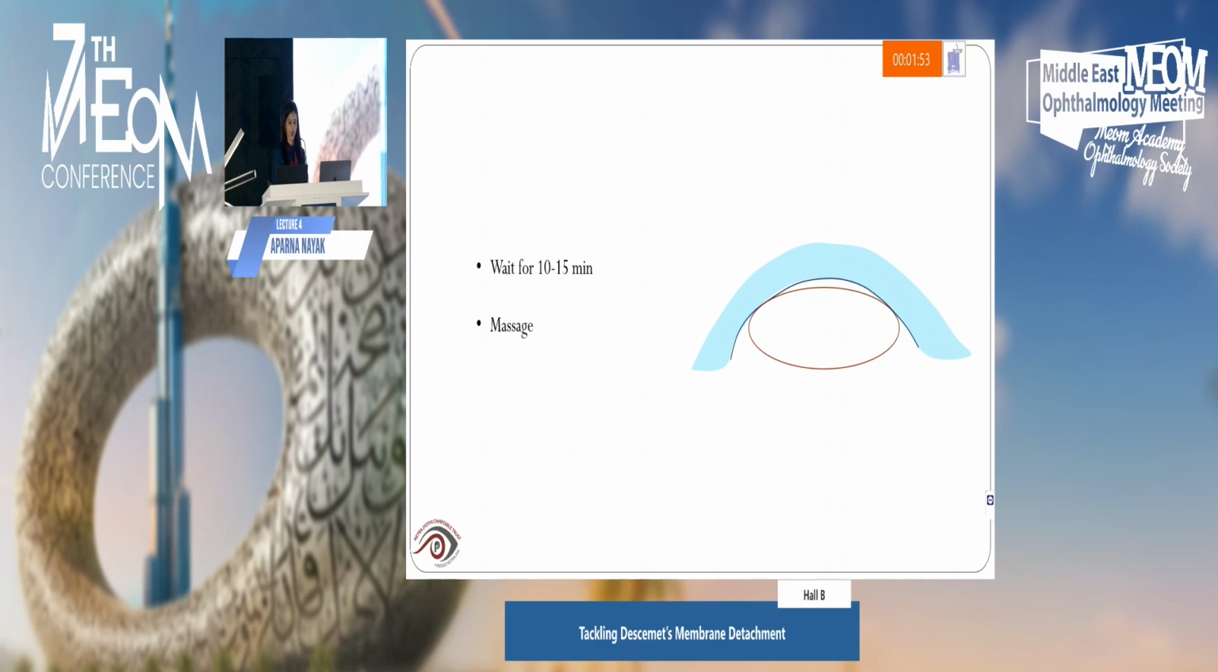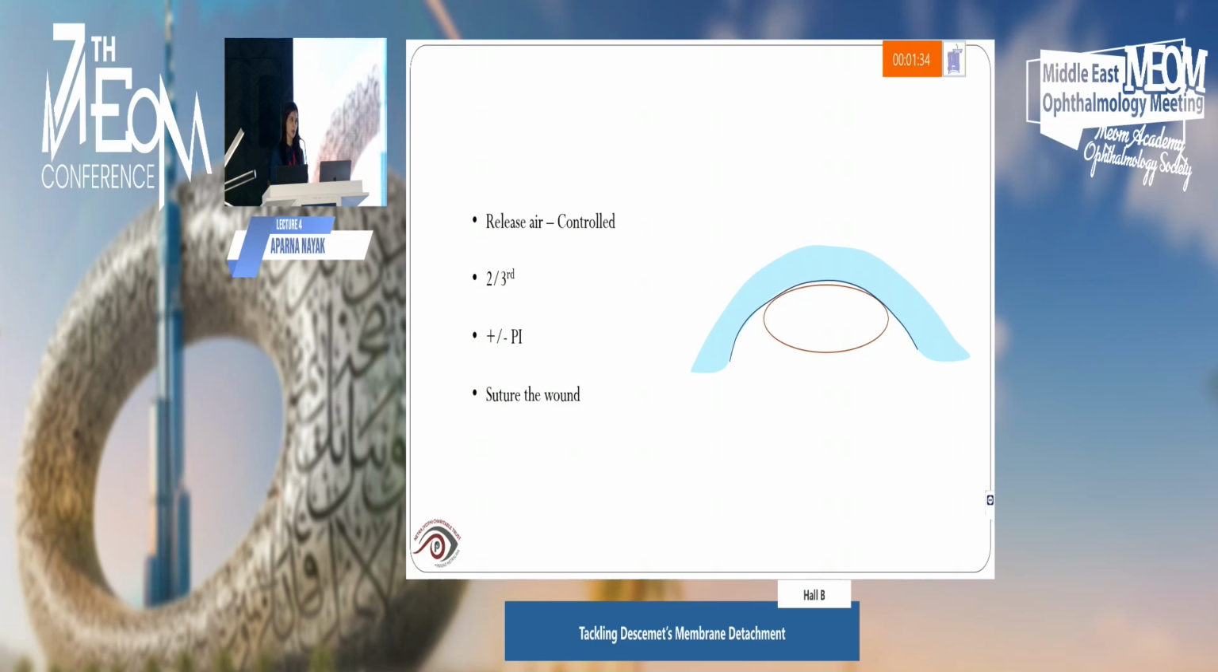We need to wait for around 10 to 15 minutes. We can also massage to clear off any fluid between the detached DM and the stroma. Release of the air should be very controlled. We shouldn't immediately release the air because the DM can get detached again.